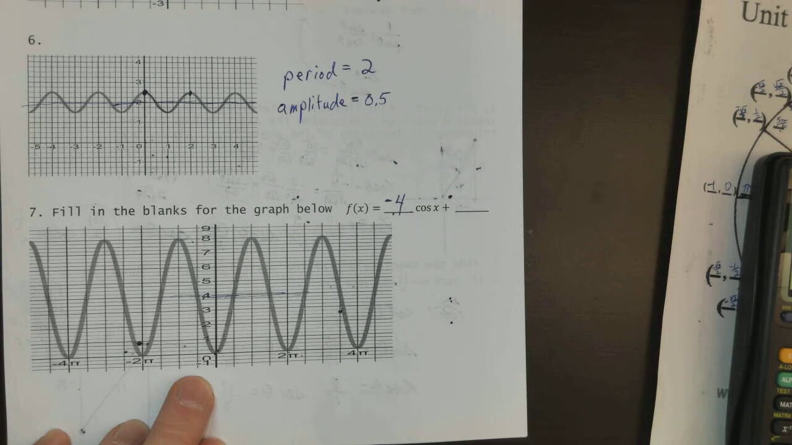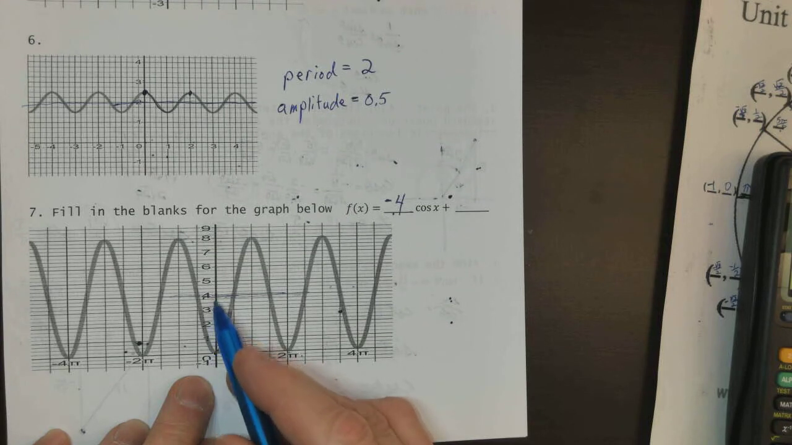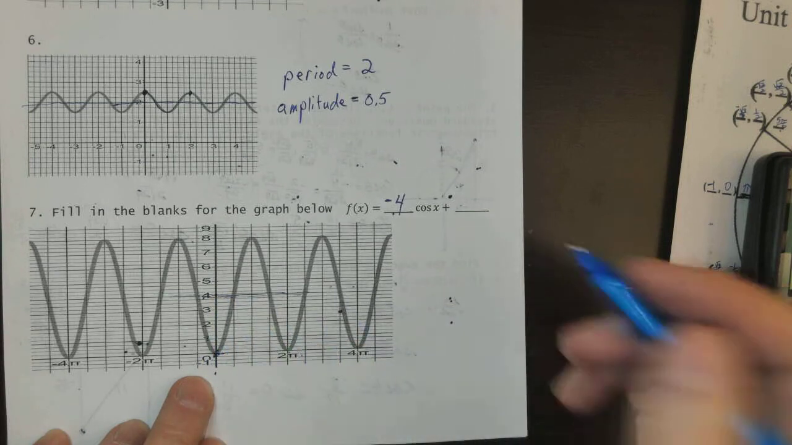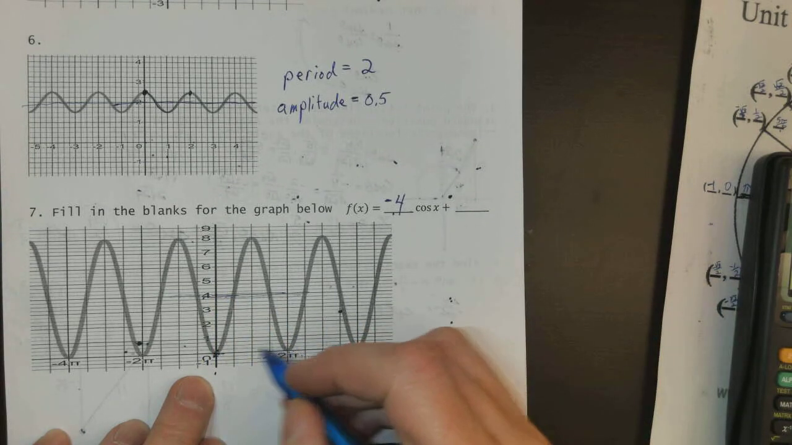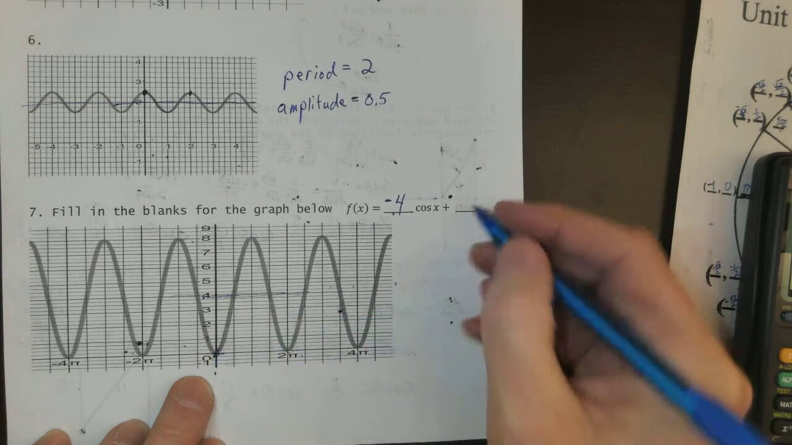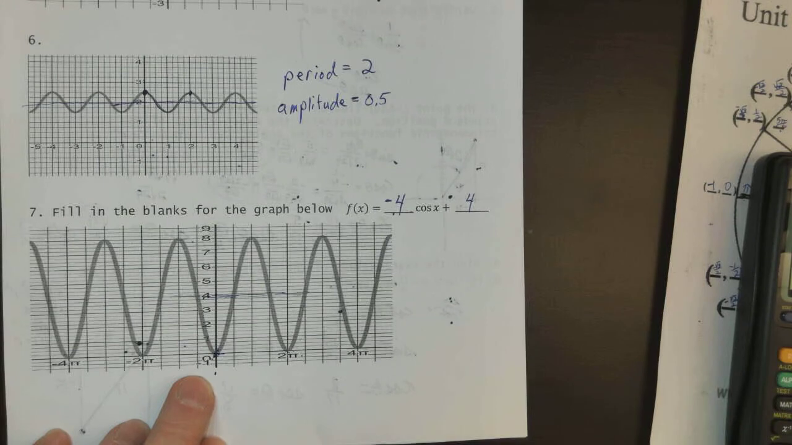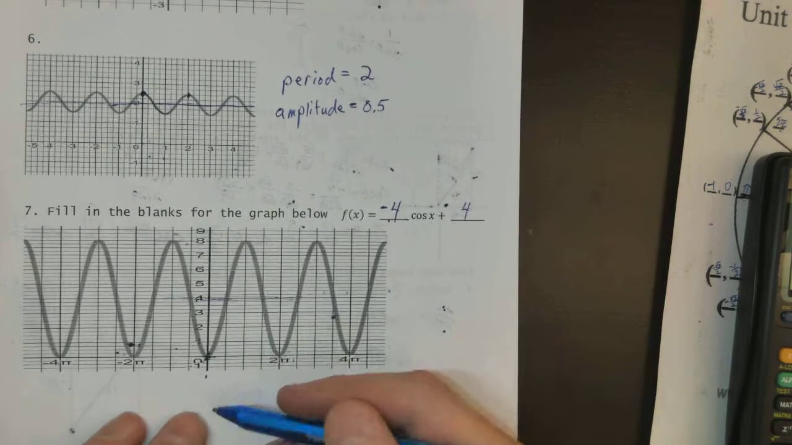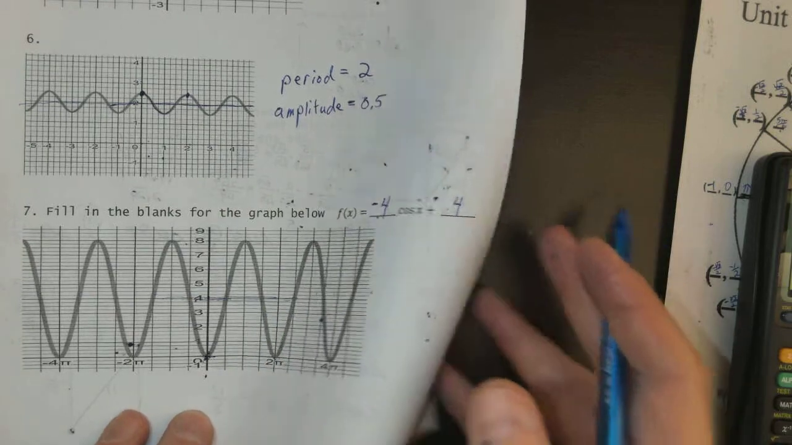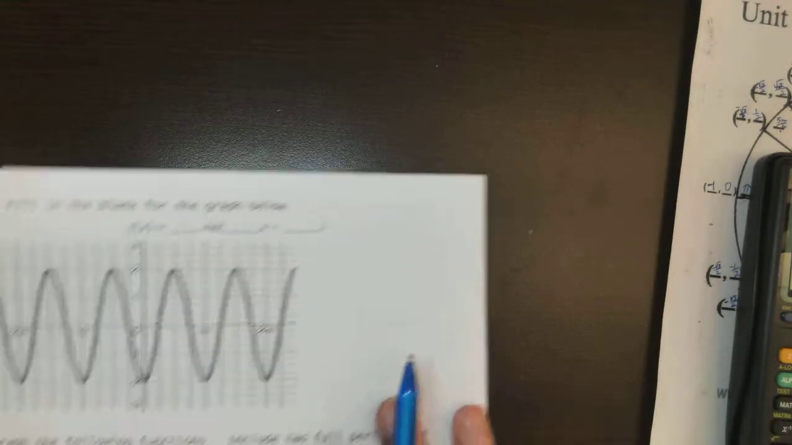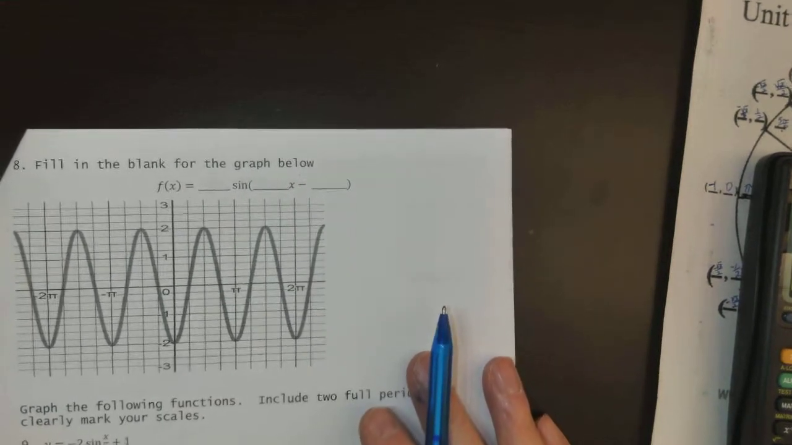And the midline usually is at 0. Looks like we just raised it 4 units. Looks like we got a period of 2 pi, so let's put a plus 4 there and be done with it. We just raised it 4 units, the period wasn't changed, and it was cosine of x, so the period shouldn't have changed. All right, number 8.